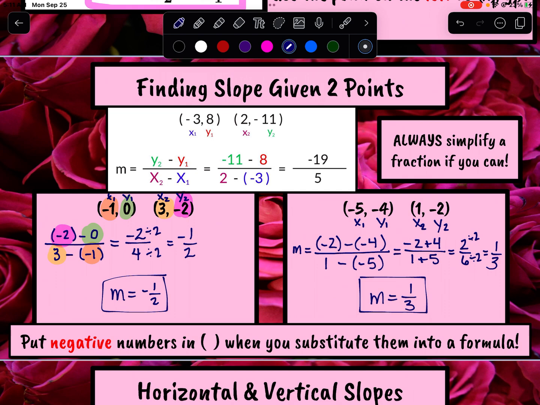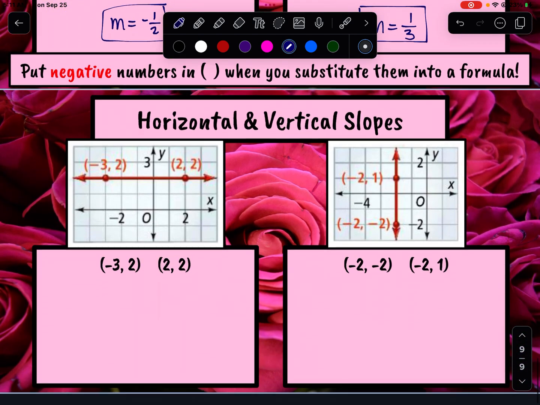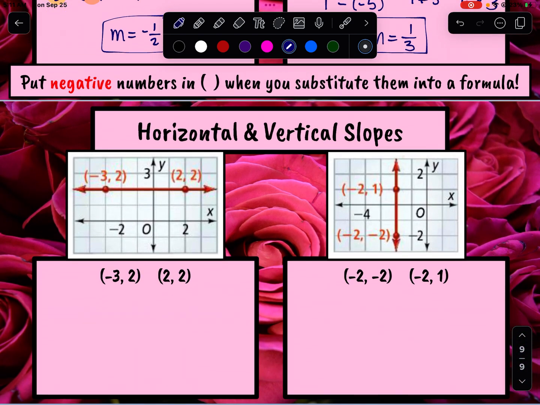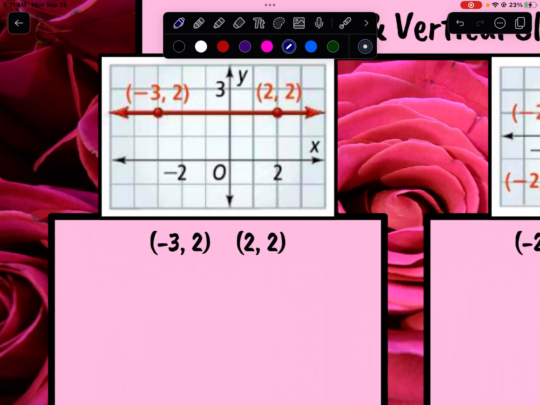All right, last thing we need to talk about is horizontal and vertical slopes. It's one thing to know that a horizontal slope is 0, but it's another thing to see what it looks like when it comes out when you do the math. And that's why I wanted you guys to have these examples on your paper to show you what happens when we get 0 on the top or 0 on the bottom. So let's look at horizontal line here.